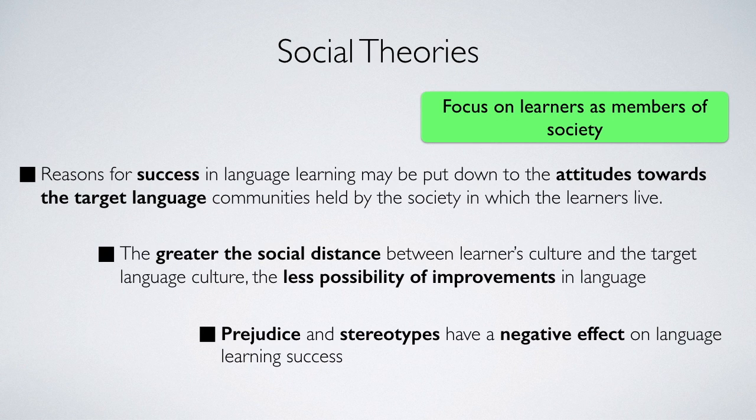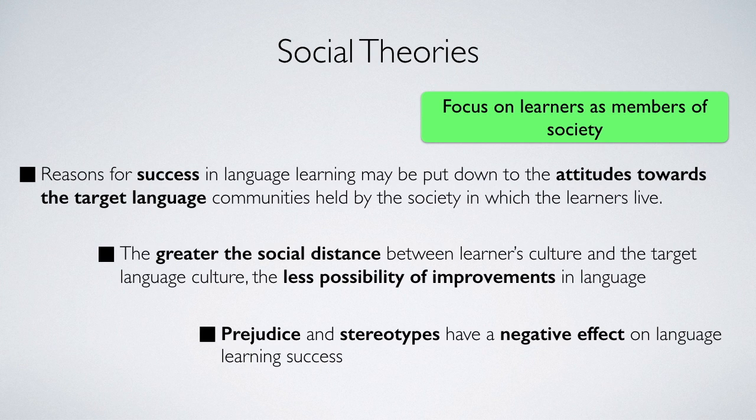Reasons for success in language learning may be put down to the attitudes towards the target language communities held by the society in which the learners live. John Schumann's social distance hypothesis stressed that students must feel comfortable with the culture and native speakers of the language that they are learning. If society in general likes people from the target language group, learners will be more willing to communicate, and as a result, their language proficiency will improve.